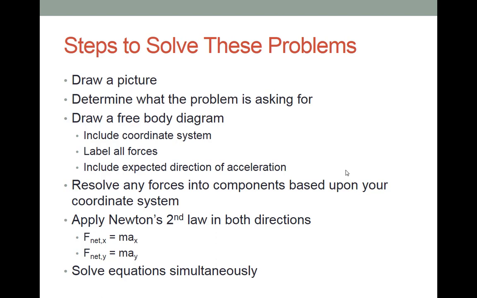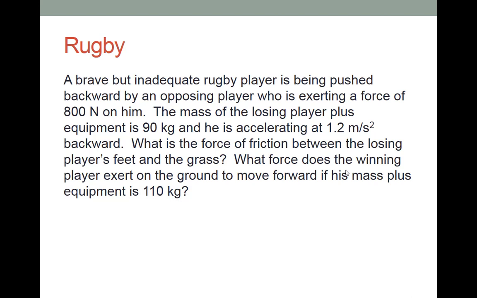The first example we're going to look at is an example out of rugby. So here we have a brave but inadequate rugby player being pushed backward by an opposing player who is exerting a force of 800 newtons on him. We are told the mass of the losing player plus his equipment is 90 kilograms and he's accelerating at 1.2 meters per second squared backward. We want to know the force of friction between the losing player's feet and the grass, and the force that the winning player exerts on the ground to move forward, given his mass is 110 kilograms.